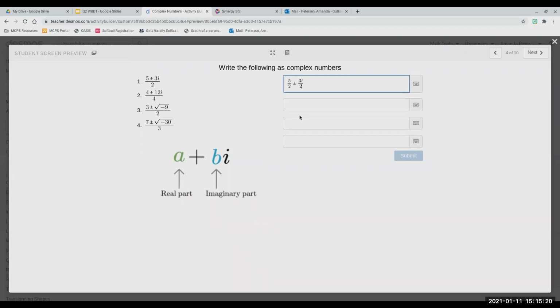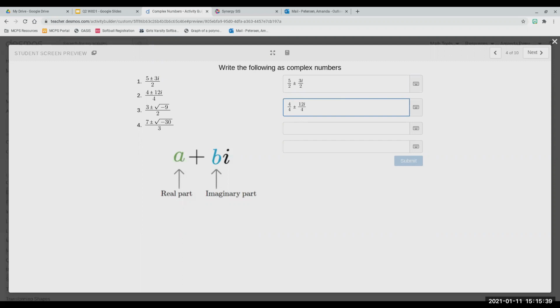Go ahead and pause this video and finish doing the rest on your own. All right, let's take a look at the answers. So we should be splitting up the real and the imaginary: 4 divided by 4 plus or minus 12i divided by 4.